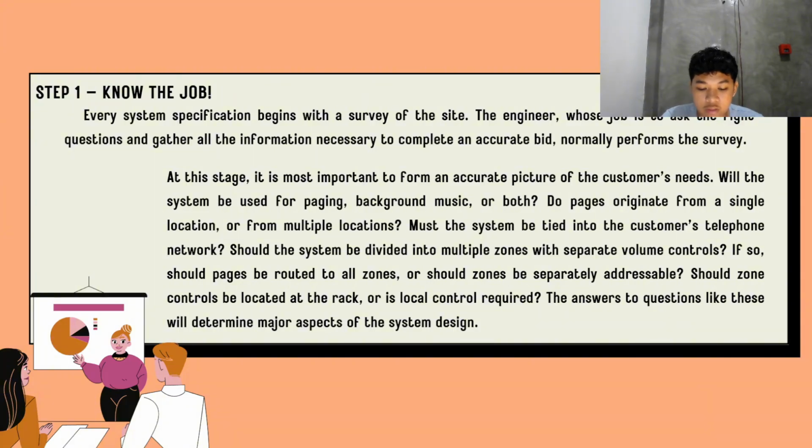Getting this kind of information at the beginning will help to avoid confusion and delays at the installation stage. Just as important as the human factors are the construction details of the site. How are the walls and ceilings constructed?